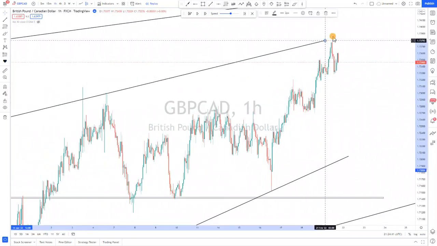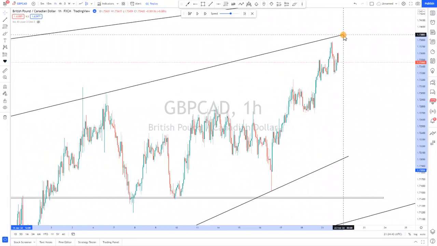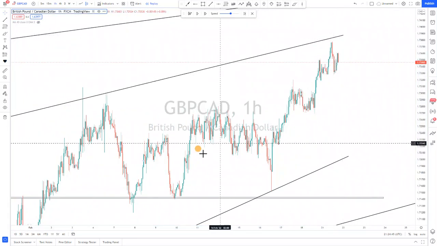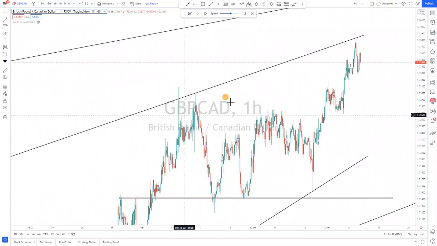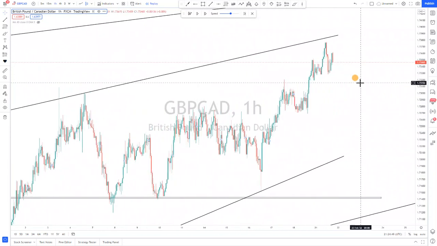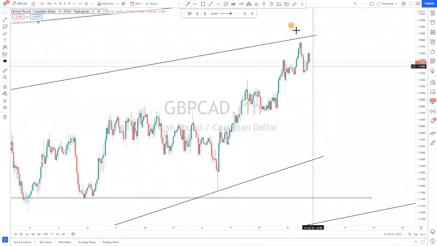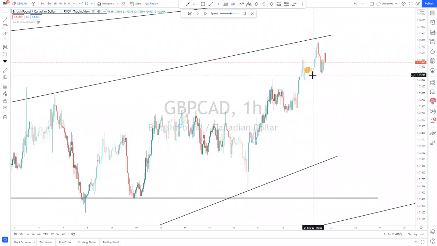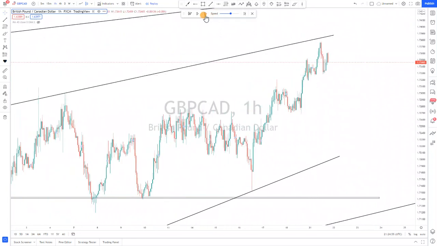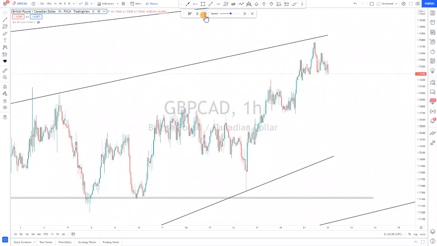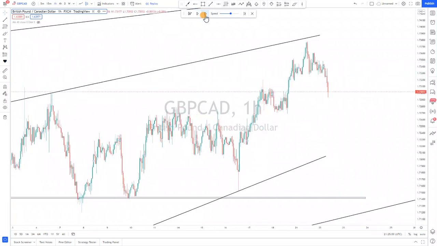Okay, I'm just going to adjust my structure. Can you see the price had not touched this area, so I wouldn't take a trade there. Let's play price action even better.